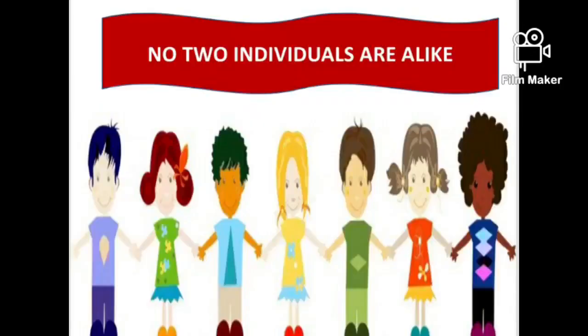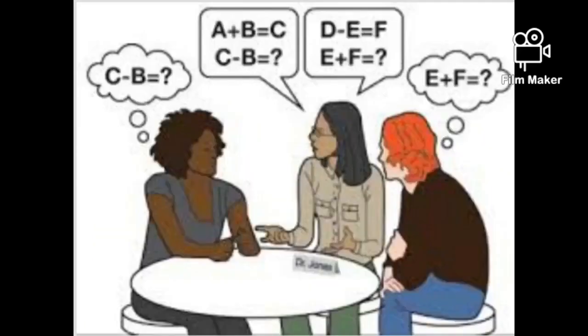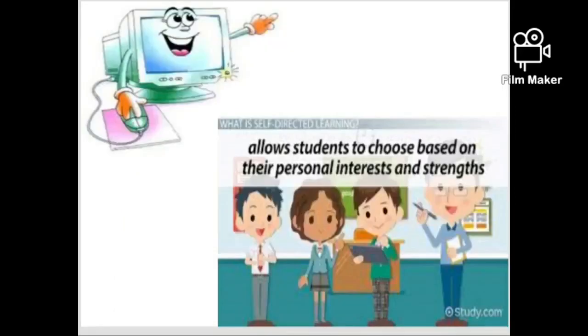No two individuals are alike. They differ in size, shape, appearance, interest, attitude, aptitude, etc. The rate of learning is different for two individuals. Some learn easily and quickly, while some learn very slowly. Auto-instructional materials or self-instructional materials are highly useful in this case. Programmed instruction is one such self-instructional material.